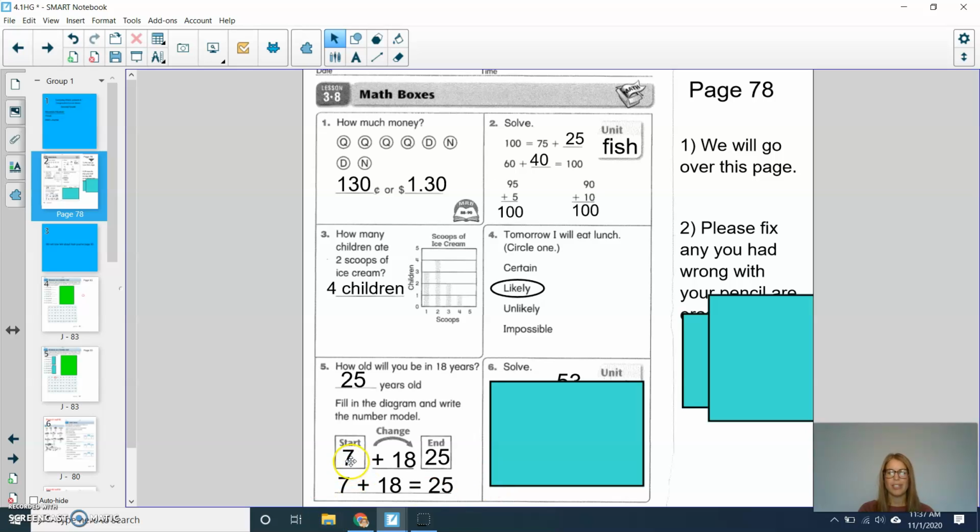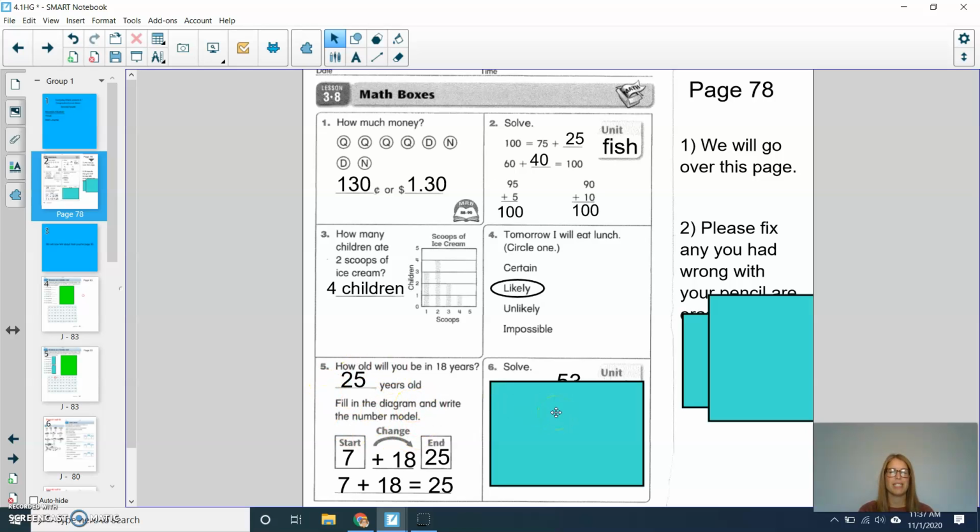So assuming that you are 7, and then you would add 18, my end would be 25, because 7 plus 18 is equal to 25. Now if your start is 8, and you have 8 plus 18, then your answer would be 26.